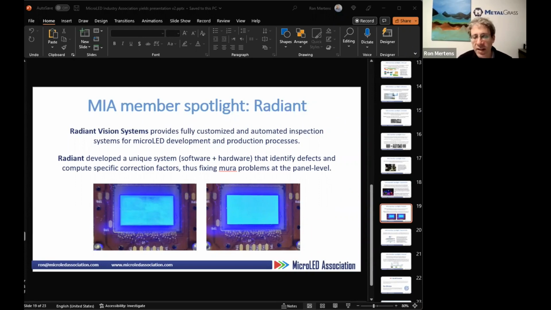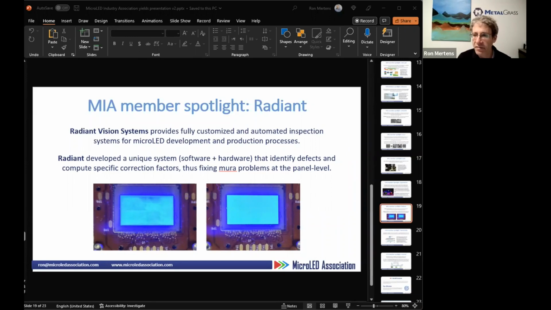Next company is Radiant, a subsidiary of Konica Minolta. That's another company that develops inspection systems. They have customized and automated systems. And again, we're talking a lot about inspection here, and that's one of the most important issues and key aspects of these processes. So for microLED, Radiant developed a system that combines its own patented software and hardware. So there are two sides here. First of all, you quickly analyze and detect the LEDs. You find defects and bad performing LEDs. And then they have software that uses a computer to look at the factors that need to be corrected at the panel level. So this is something that can be implemented following production to fix problems such as mura.